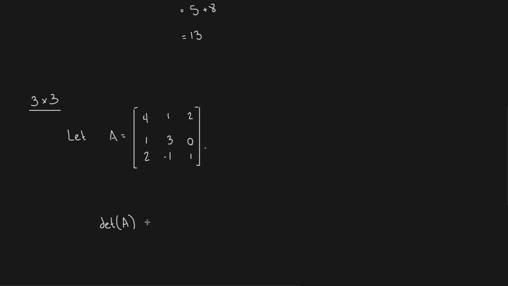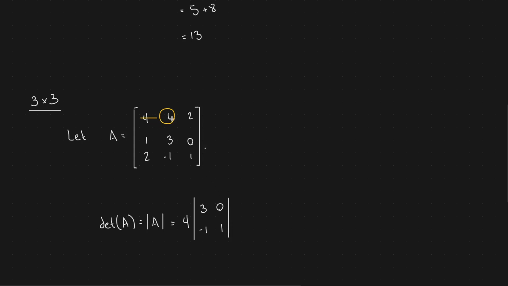So the determinant of A, and again, I have two different notations. You only have to use one, but I want to be very clear that these are the same thing. Okay, and so I'm going to expand along the first row. Imagine canceling out the row and column. So I'm going to take that element 4 and multiply it by the determinant of what's left over: 3, 0, -1, 1. So 4 times the determinant of 3, 0, -1, 1.